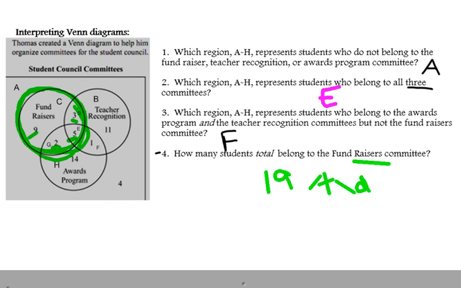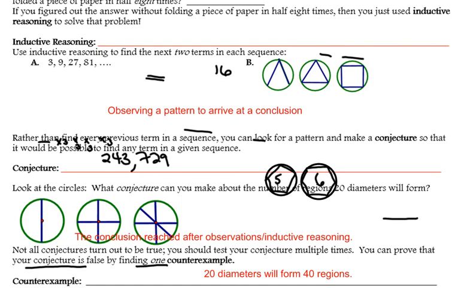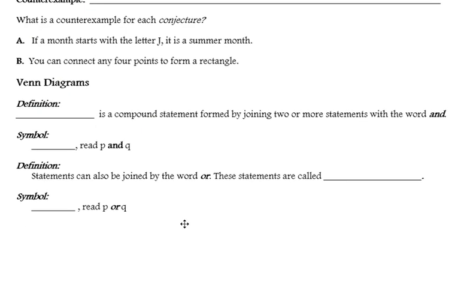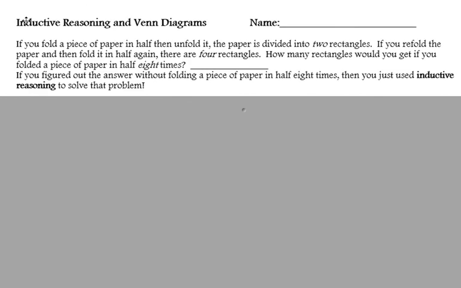Okay, now you should be ready to move on to your exit quiz. Your exit quiz is on Kia, and it should be labeled Inductive Reasoning and Venn Diagrams exit quiz, just as your notes are labeled Inductive Reasoning and Venn Diagrams. So if you look at the top of your notes, here's the top of your notes. Whatever the name of your notes that day is what the name of your exit quiz that day will be called.